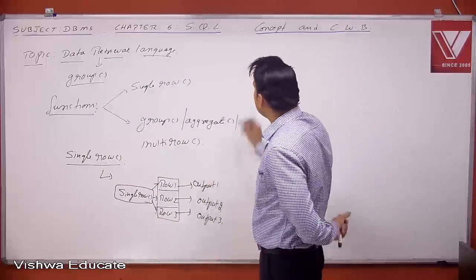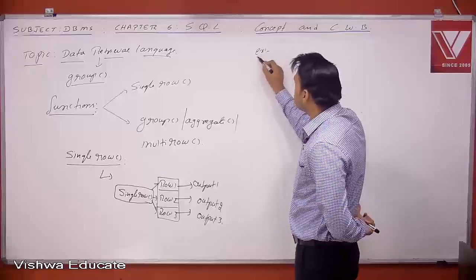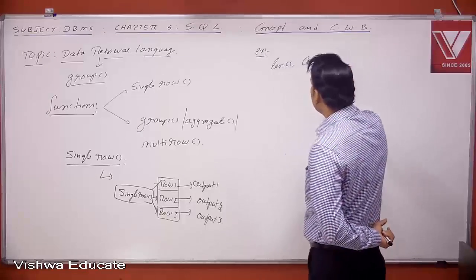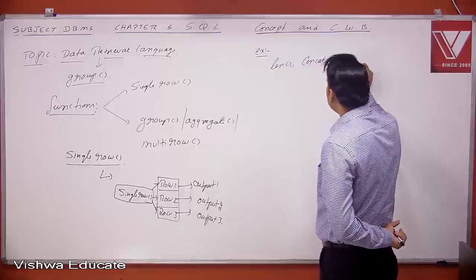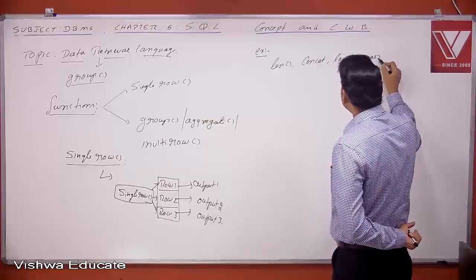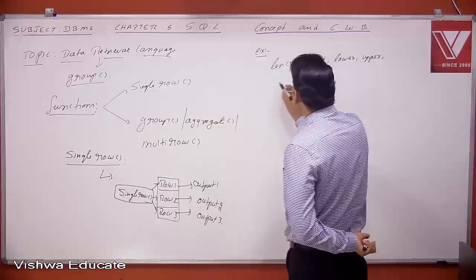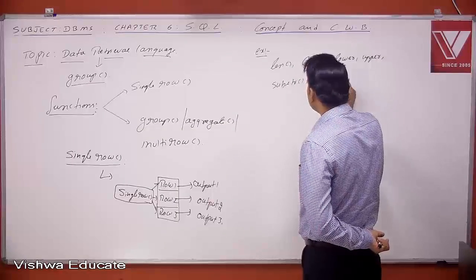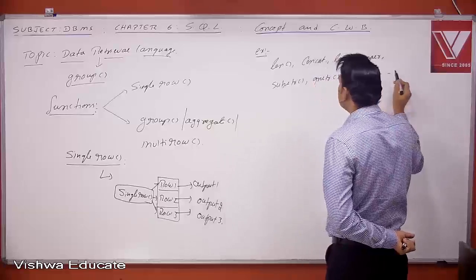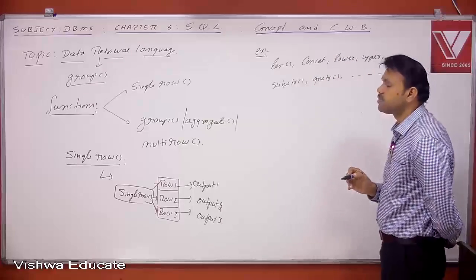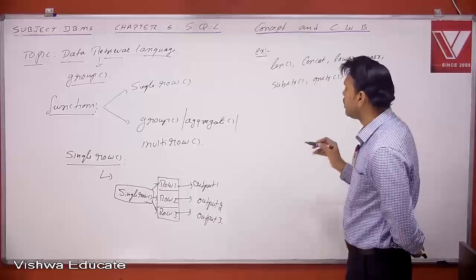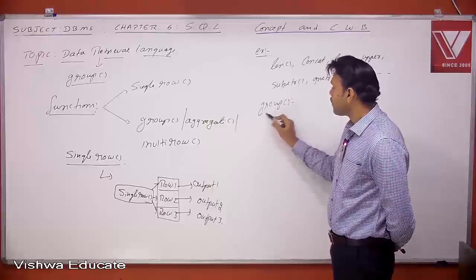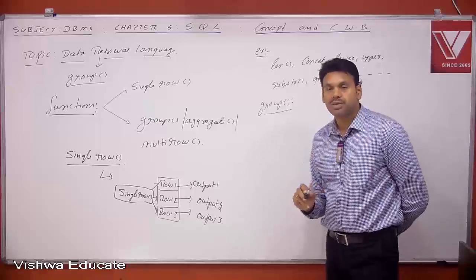So what are the different examples of single row functions? Like length, concat, lower, upper, substring, and instring, and so many others. There are so many functions which are used for single row consideration. And as far as our syllabus is concerned, our concentration is group functions. What are the group functions?